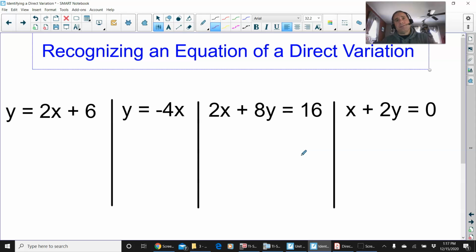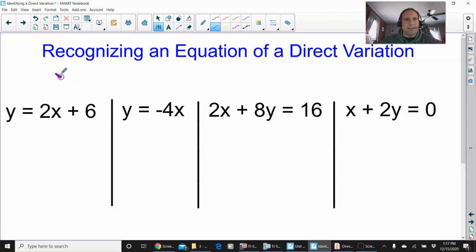Recognizing an equation of a direct variation. Well, an equation of any linear function is y equals mx plus b. Right? So the b of a direct variation must be 0. It has to cross at the origin. So let's identify the b.